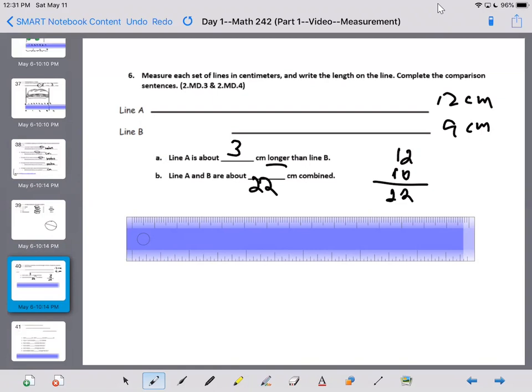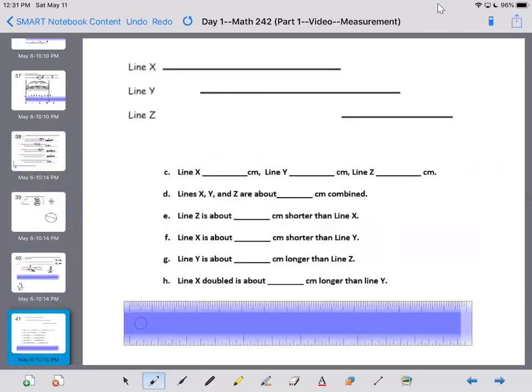Now they can certainly go ahead and add that up and get 21, that's fine. So 21 is not a wrong answer. 22 is not a wrong answer. You're just trying to get that approximation.